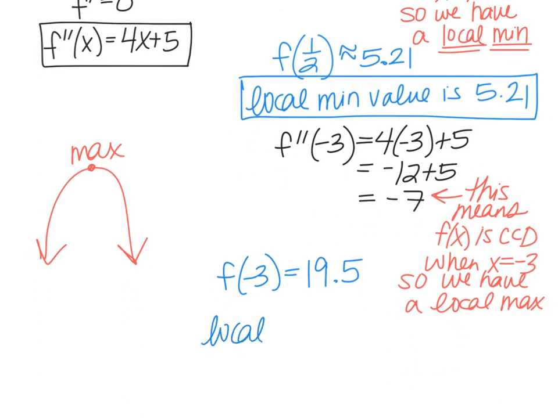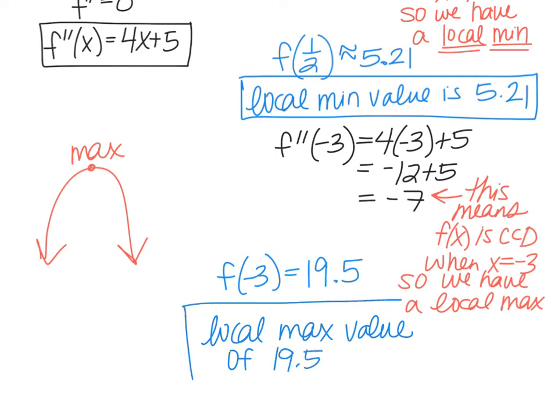So we can summarize and say we have a local max value of 19.5. So this is how we can utilize the second derivative to help us find local maximums and local minimums.